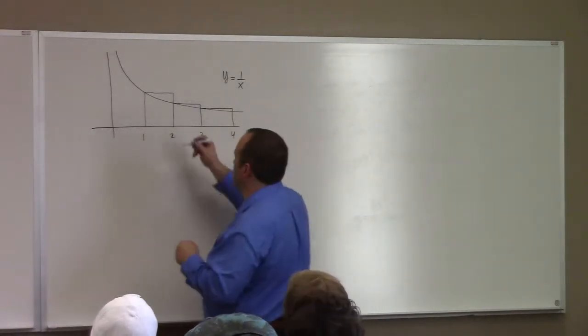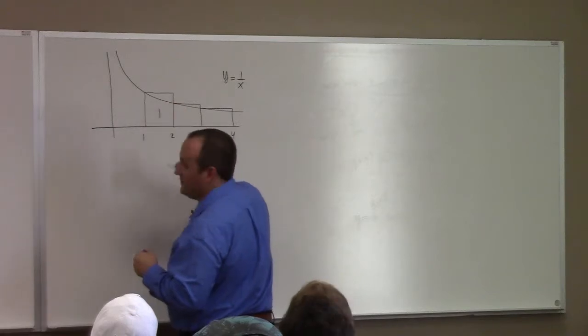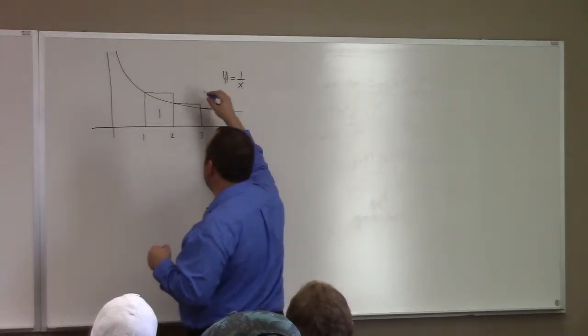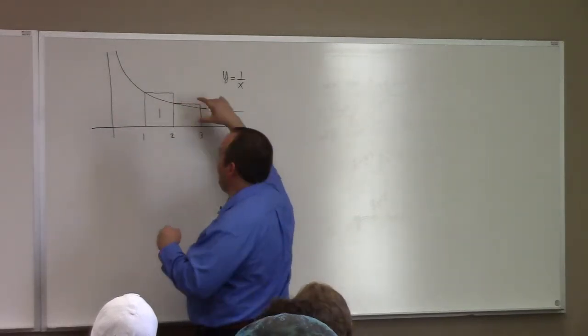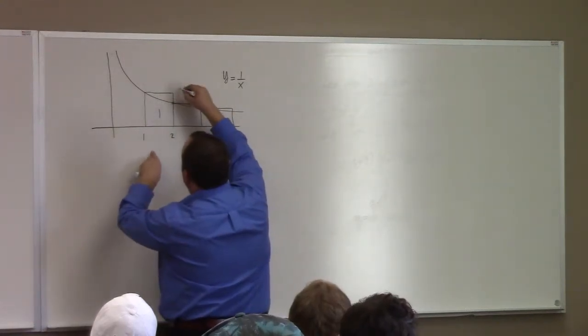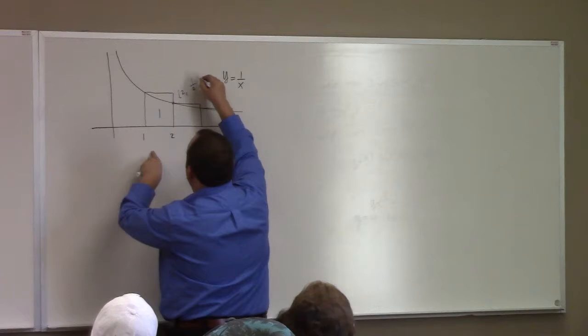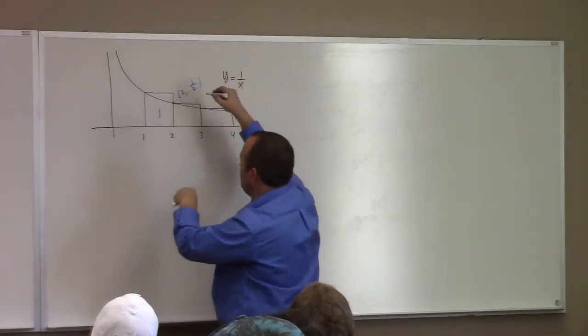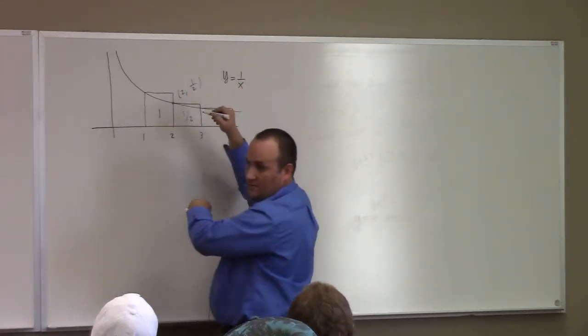So what's this? The area of this box, see that my picture's not very good. This should be half. Because if this is 1 over x, this point right here is supposed to be 2 comma 1/2, you know? My picture's not quite to scale. So this should have an area of 1/2.